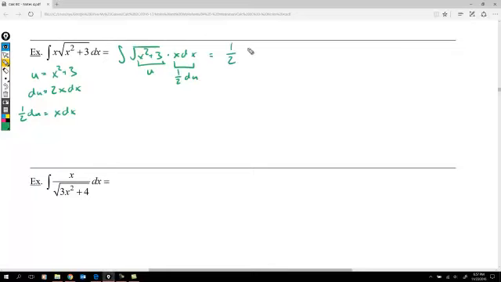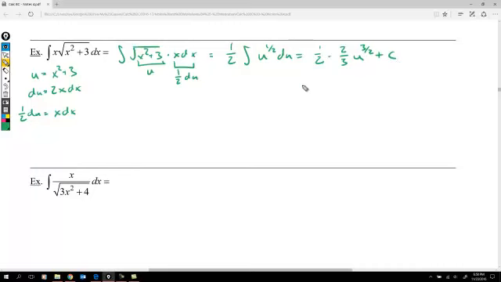Right? So I'm just going to take that 1/2 out to the front of my integral like I did in the last problem. I have u to the 1/2 power du. So all the elements are there. I just rearranged it a little bit. I'm going to add 1. So I'll have 3 halves and divide by 3 halves, same thing as multiplying by 2/3.